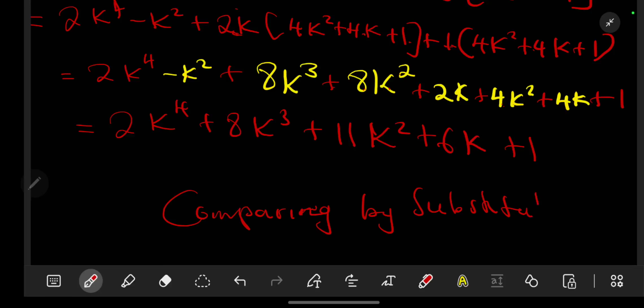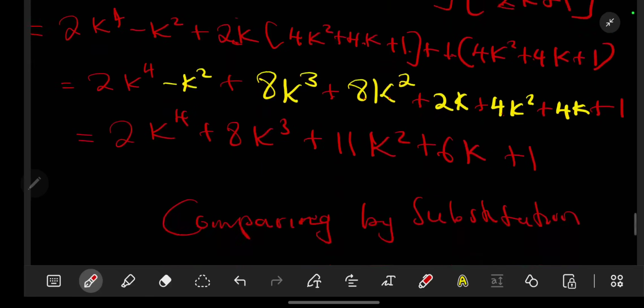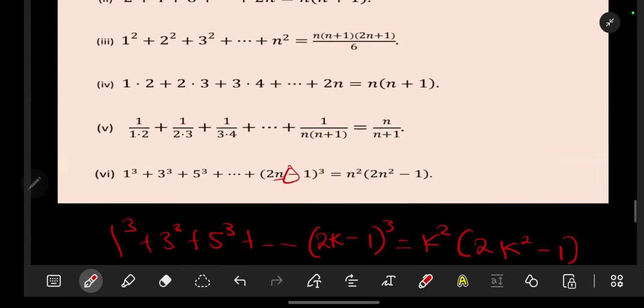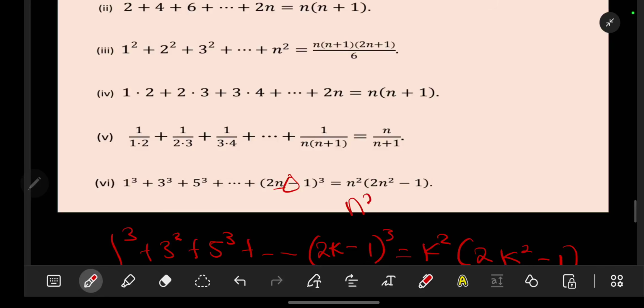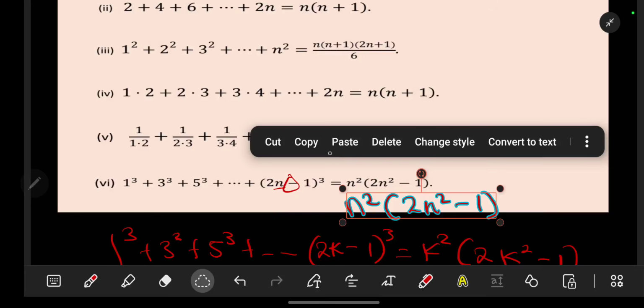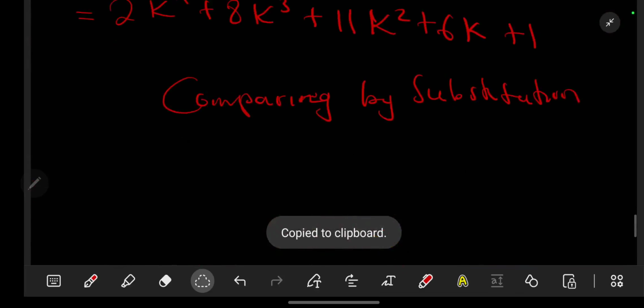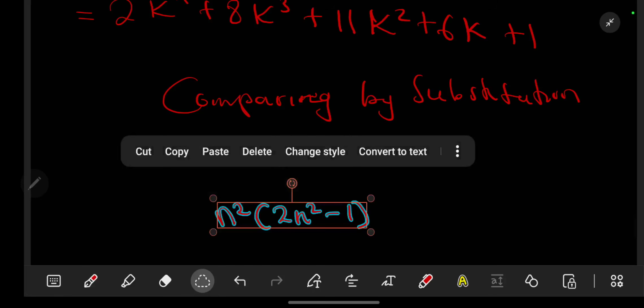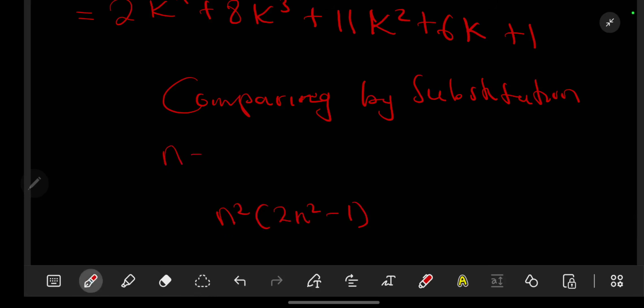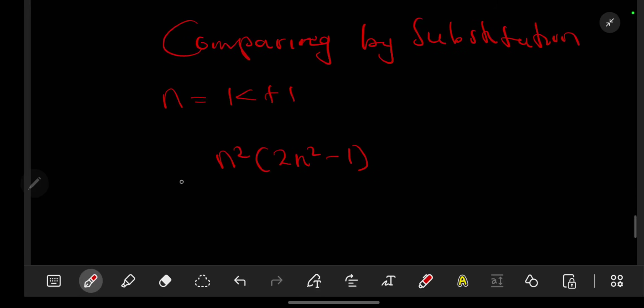By substitution, what are we going to have? So we are going to take this n, which is 2n squared minus 1. If we take this value and say our n is equal to k plus 1, that is what we are substituting. So we have k plus 1, then we have power 2. So we have power 2, open brackets 2, k plus 1, power 2, minus our 1, like that.